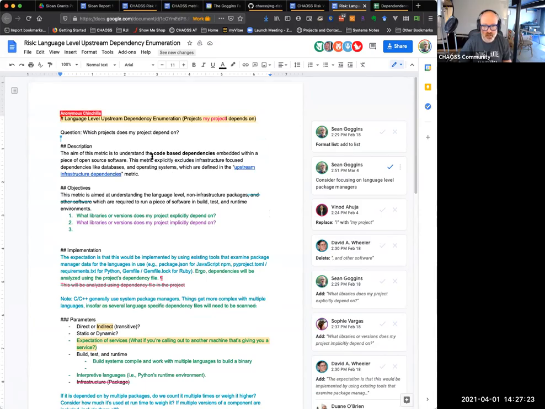The aim of the metric is to understand code-based dependencies embedded in software, and it explicitly excludes infrastructure-focused dependencies like databases and OS. We have chosen to define those in something called an upstream infrastructure dependency metric, so that exists somewhere on the risk list.